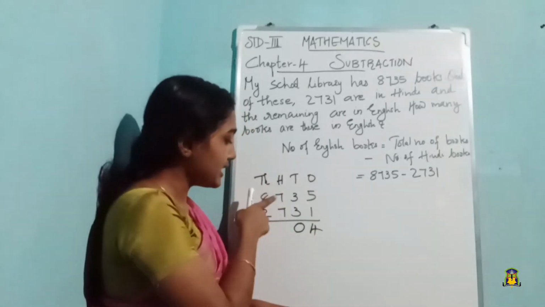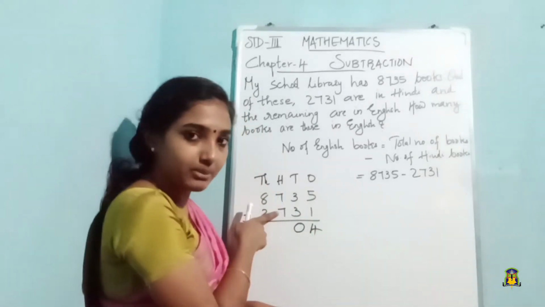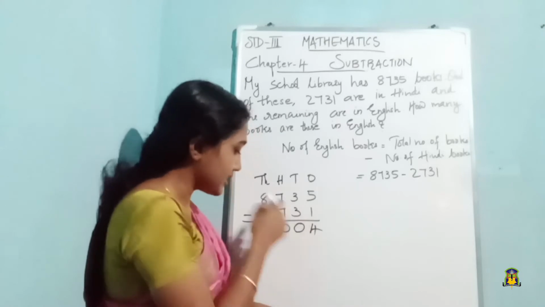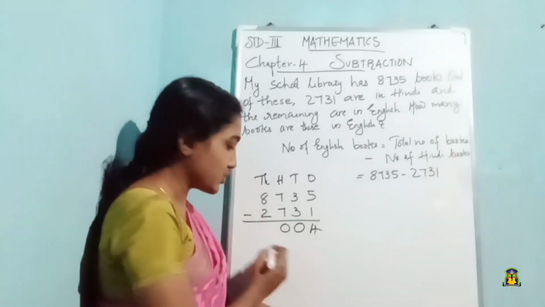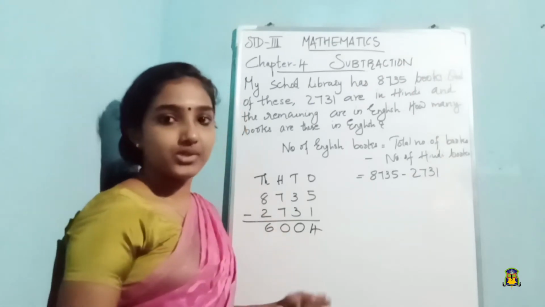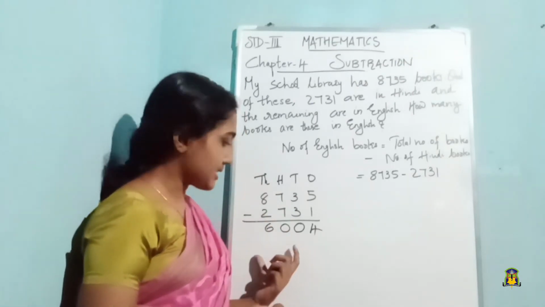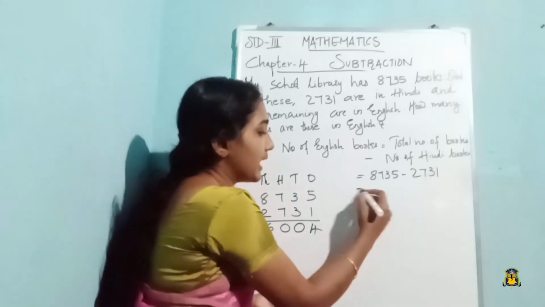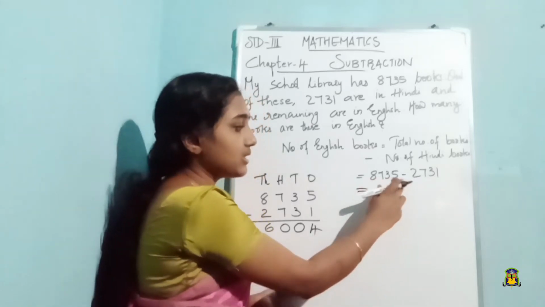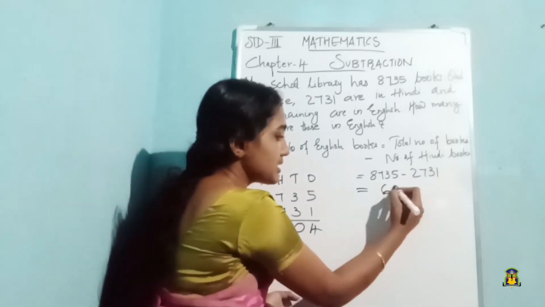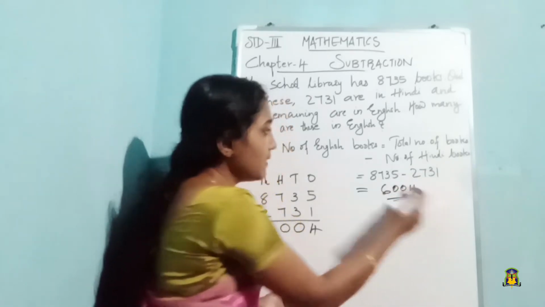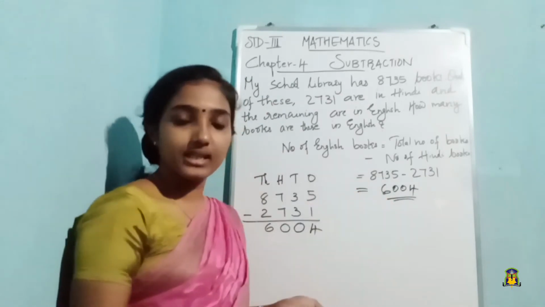In hundreds place it's 7 minus 7. 7 minus 7 is again 0. And in thousands place it's 8 minus 2. 8 minus 2 is 6. So on subtraction we got the answer as 6004. So 8735 minus 2731 is equal to 6004, and it is the number of English books in the library.